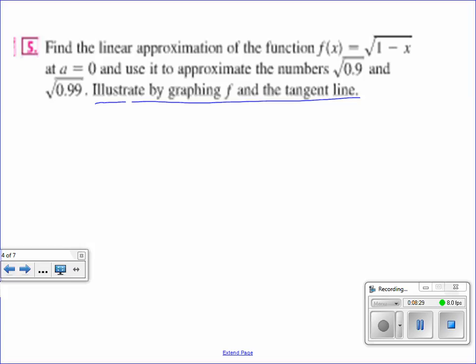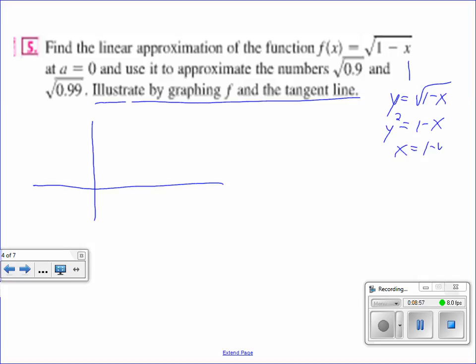I'd like to get a picture to start with. You know, I'm big on pictures. See if I can graph this. I guess they indicate you can use your graphing calculator. Let's see, this is like saying y is equal to the square root of 1 minus x. If I square that, I'd get y squared is equal to 1 minus x, so x equals 1 minus y squared. I'm just trying to get a feeling for what this thing is. This is a parabola opening to the left, and it looks like it starts at 1 here.